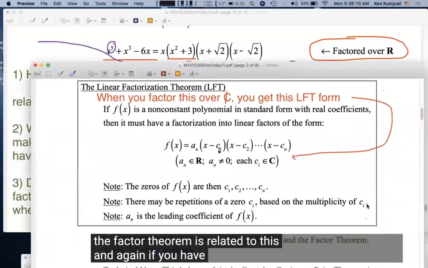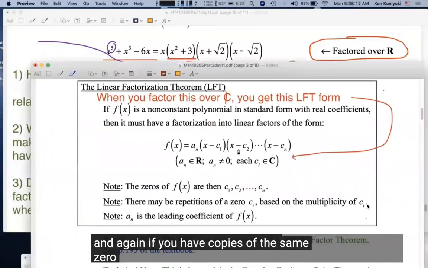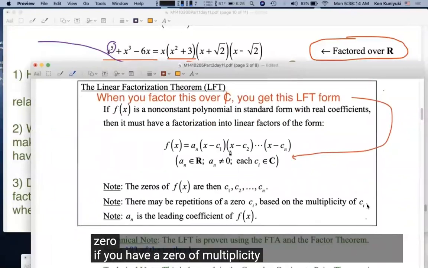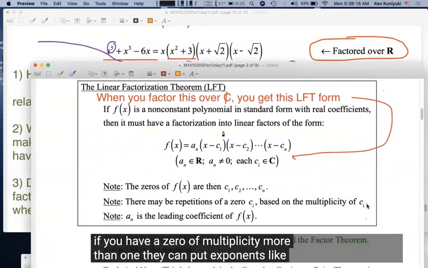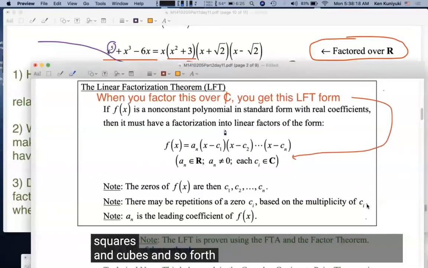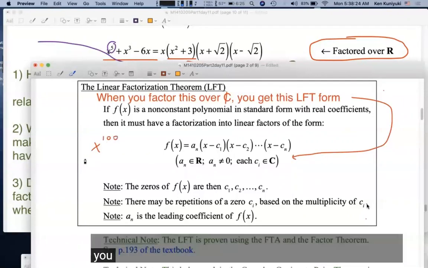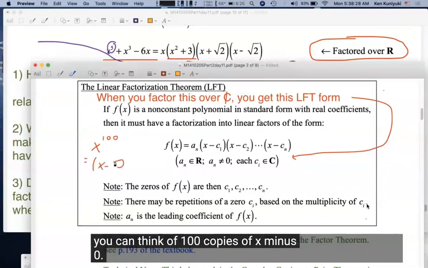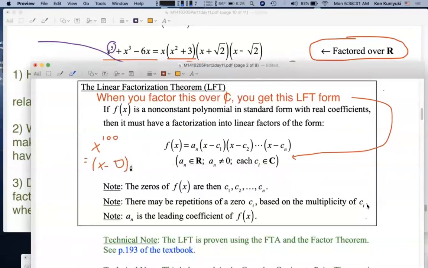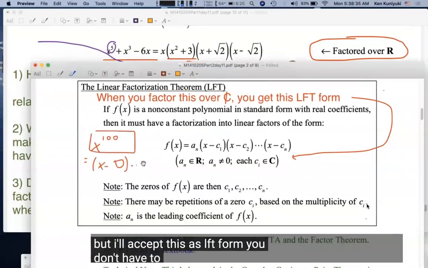And again, if you have copies of the same 0, if you have a 0 of multiplicity more than 1, they can put exponents like squares and cubes and so forth. So for example, for x to the 100th, you can think of 100 copies of x minus 0. But I'll accept this as LFT form. You don't have to write all this out.